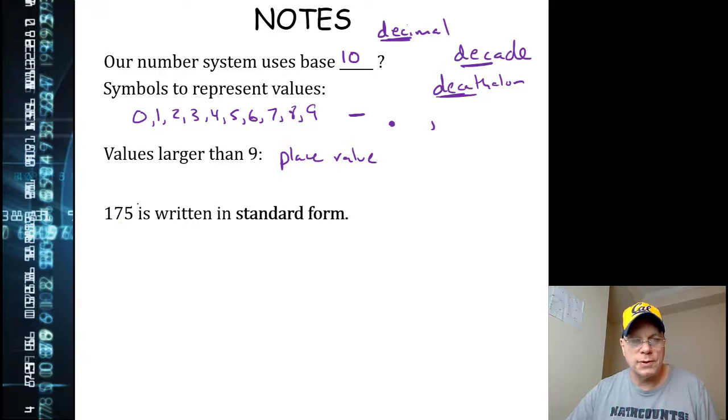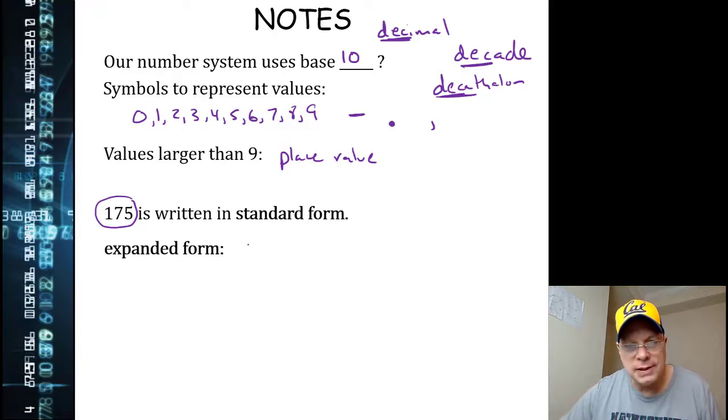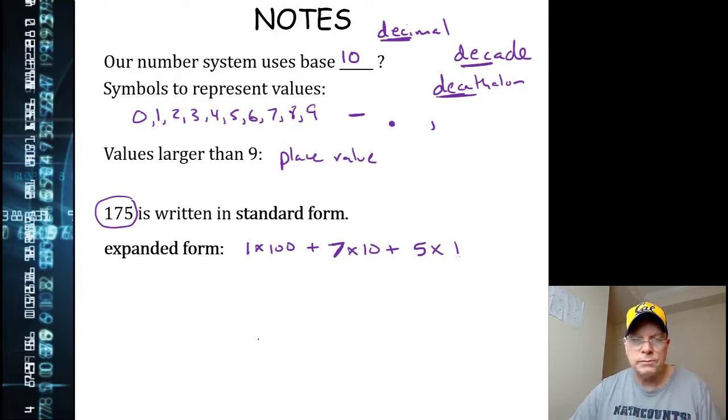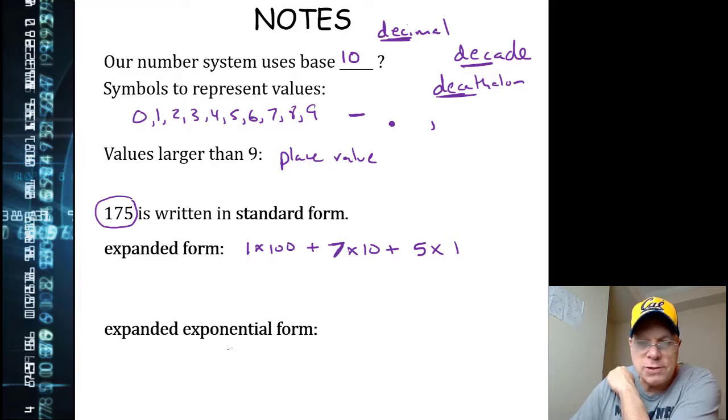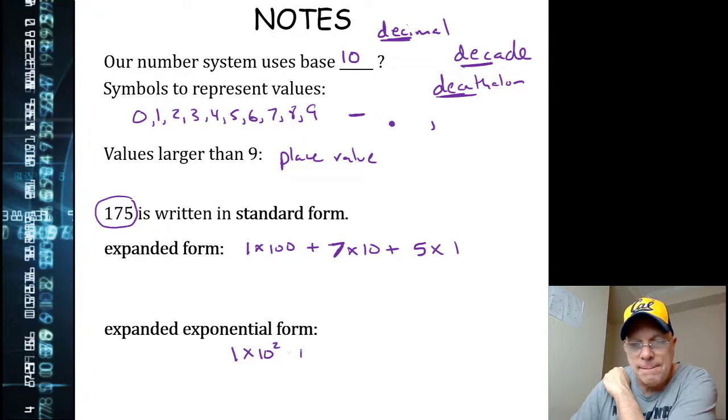175 is written this way. This is what we call standard form. This is the way the number would normally look, standard form. In expanded form, it's 1 hundred, 7 tens, and 5 ones. In expanded exponential form, it's 1 times 10 to the second power plus 7 times 10 to the first power plus 5 times 10 to the 0 power.